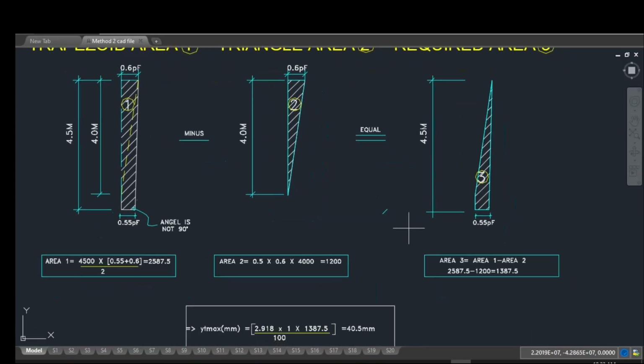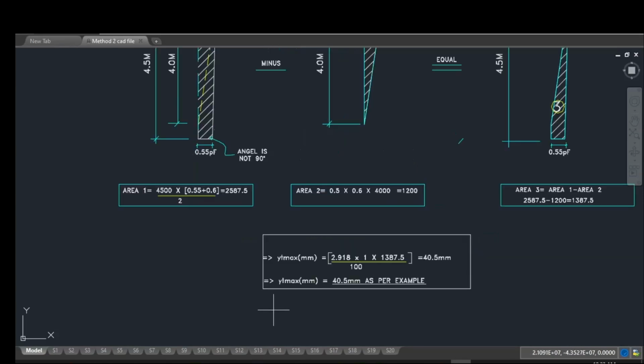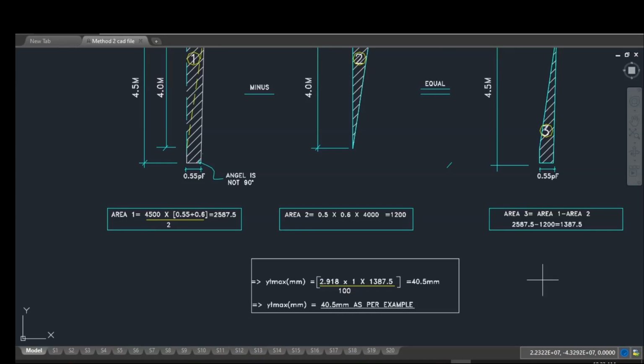And then we say ytmax. We go back to the big formula. Ytmax is equal to the soil shrinkage index 2.918 times the alpha factor, which is 1, multiplied by area 3, which is 1387.5, and all divided by 100. And the answer is 40.5 millimeters, which is exactly the same as what has been given to us in the code. Now this method is a lot simpler than method 1. Much easier than method 1.